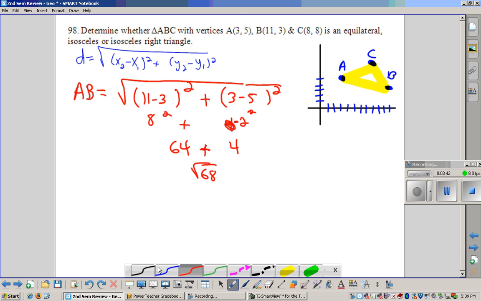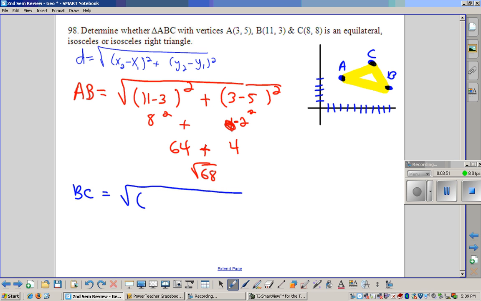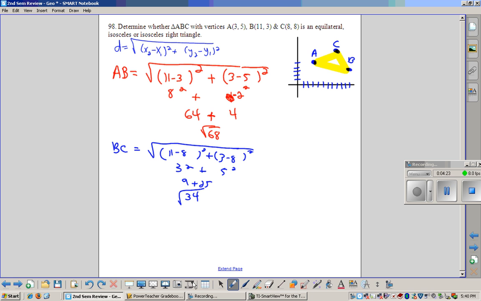Okay? So now we just need to do something similar with the other sides, like let's say BC. That's the distance of BC. Let's find the difference of the x's squared, difference of the y's squared. Okay, so we need to see the difference in the x's. From 11 to 8, it's a difference of 3. 3 to 8 is a difference of 5. 9 plus 25 is 34. Okay, so those two sides are the same.